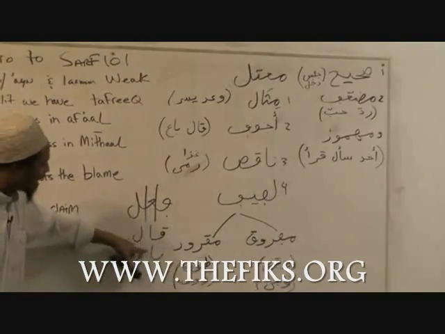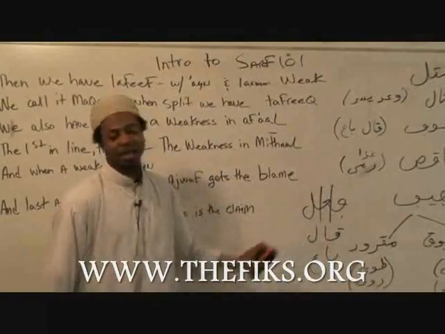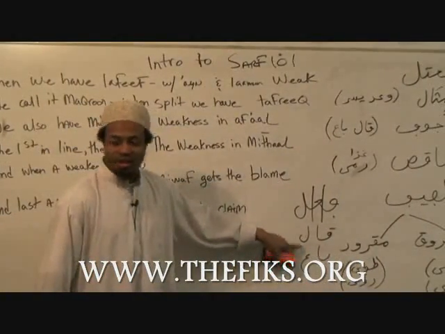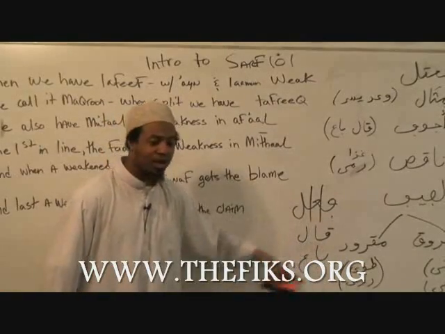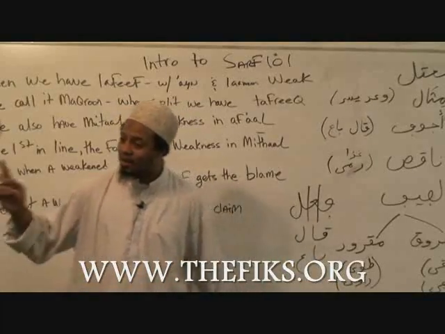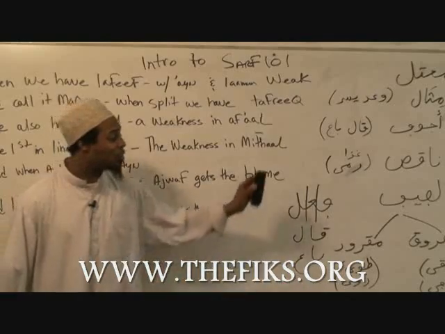See, the ain of the letter has an alif here. So we call this a fi'lun ajwaf. You get it? No. Fi'lun ajwaf. The ain of the letter has a weak letter. A weak letter is considered an alif, a waw, or a ya. If the ain of the fi'lun has one of those letters, it's called ajwaf.